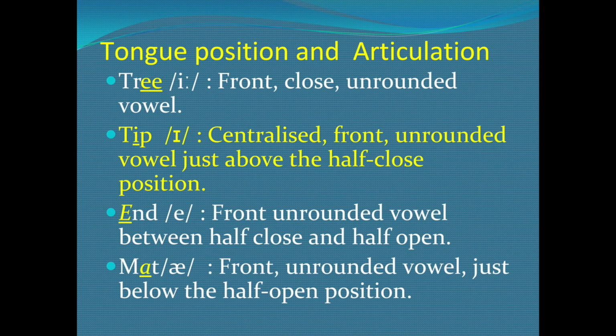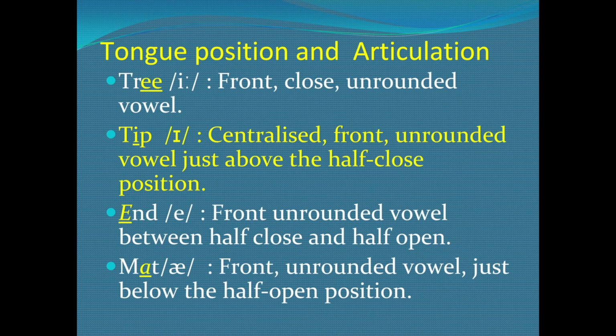So what do we mean by front vowels? Front part of the tongue is raising and coming close to the hard palate. Now when we articulate E like in tree, front part of the tongue is raising and it is coming close to the hard palate and the lips are unrounded. So it can be said as front close unrounded vowels.